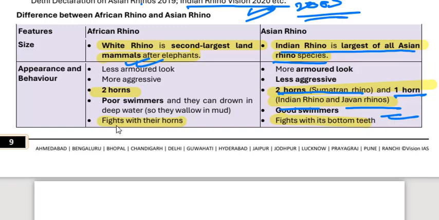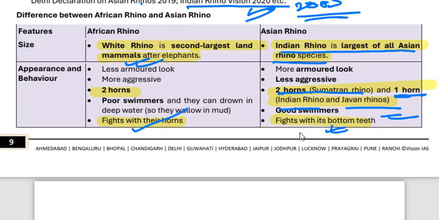This is about fighting. African rhinos fight with their horns, whereas Asian rhinos fight with their bottom teeth. You can remember Asian rhino generally has 1 horn. Okay, India is home to the one-horned rhino.